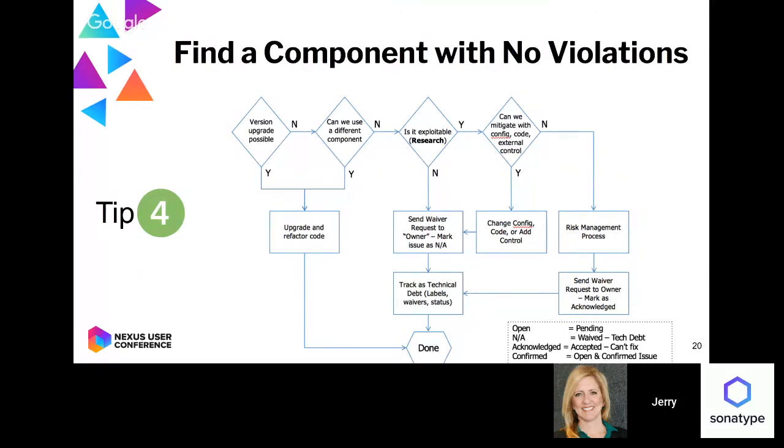So the fourth tip basically is pick a good component. Pick a component that doesn't have a vulnerability. Maybe swap out frameworks if that's possible for you, and then obviously use the data that's in the results to help you assess if you actually are exploitable.